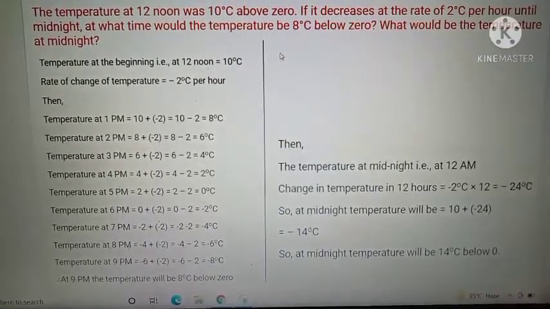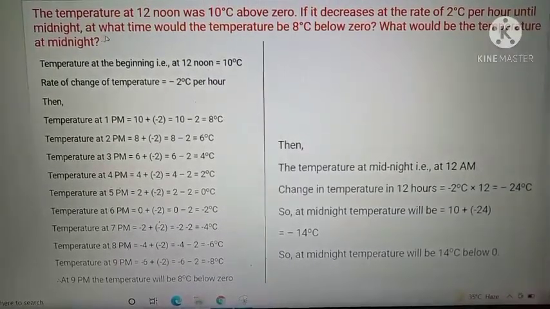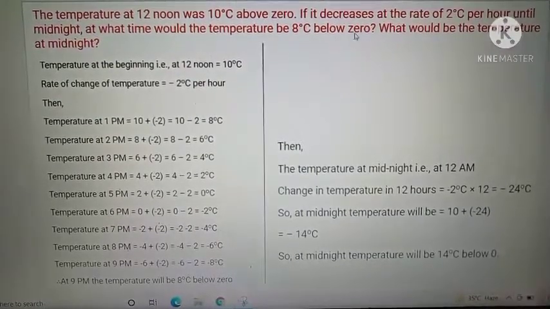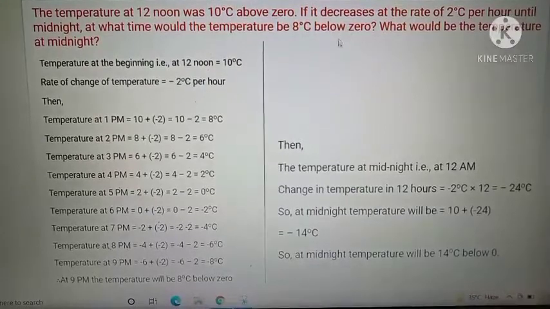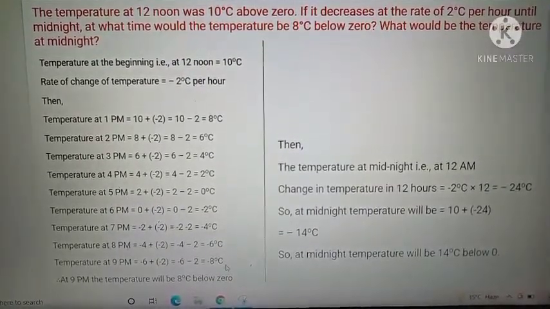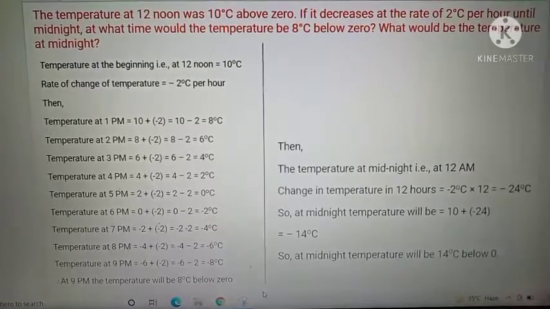Can you see, children? Because look at the question carefully. At what time would the temperature be 8 degrees Celsius below 0? Below 0, that is negative, below. That's why we took minus 8 degrees Celsius. So at 9 p.m. the temperature will be 8 degrees Celsius below 0.